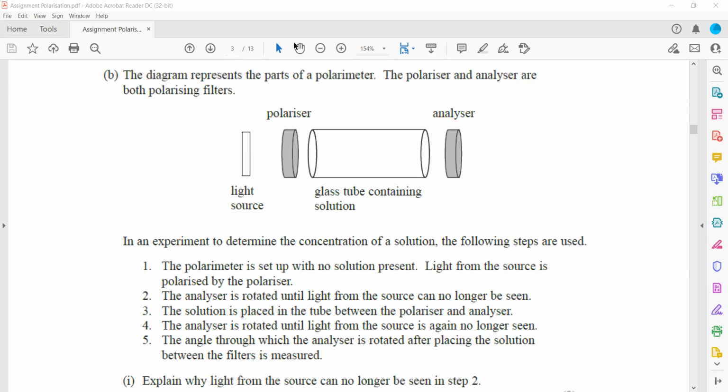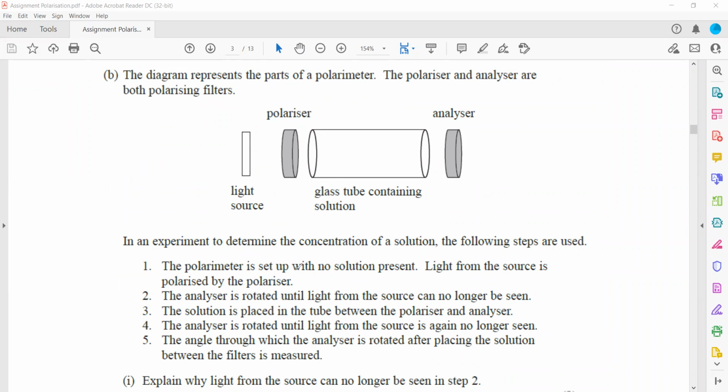The diagram represents the part of a polarimeter. Like this is a polarimeter. We have a light source. Then a polarizer is there. Here we'll place a sample. And then there's an analyzer. In an experiment, to determine the concentration of a solution, the following steps are used.